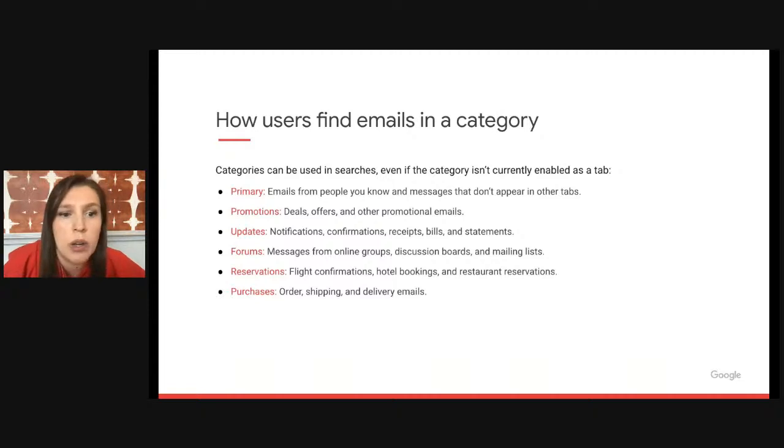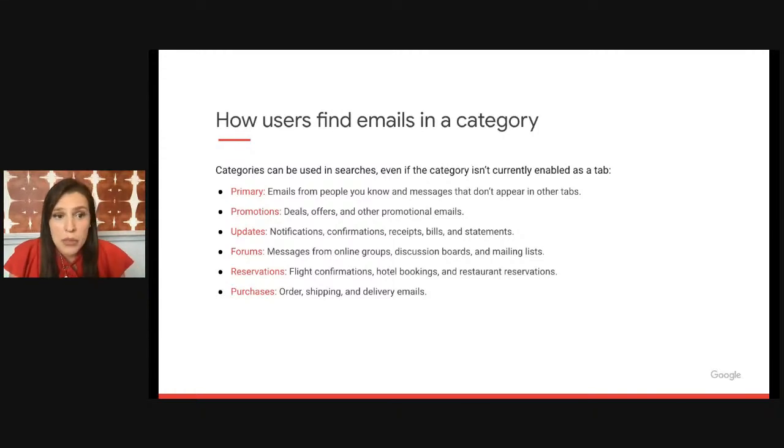So what do the categories actually mean? Primary are emails that come from people that you know, folks in your address book, maybe an email from your mom or your best friend, messages that don't appear in the other tabs. Then we have promotions, those deals and offers that you might get from consumer packaged goods or different entities that are trying to give you a deal or an offer. Then there's updates, those notifications and confirmations that you get when you order something online.